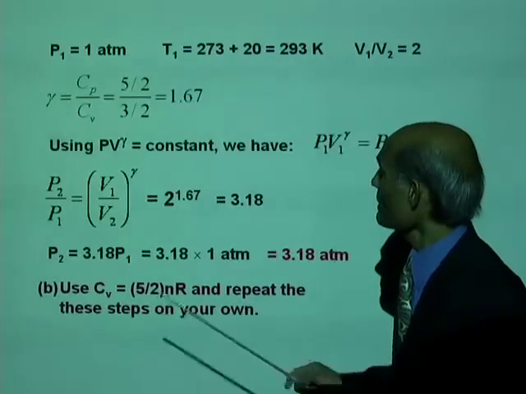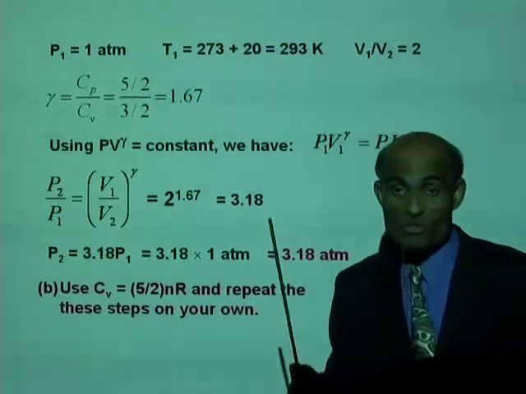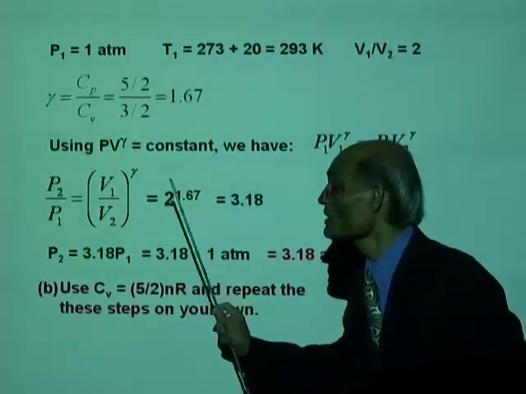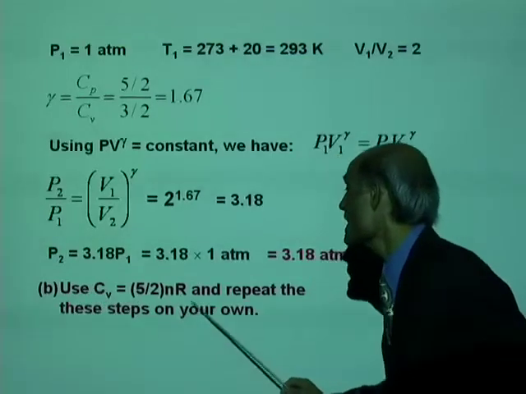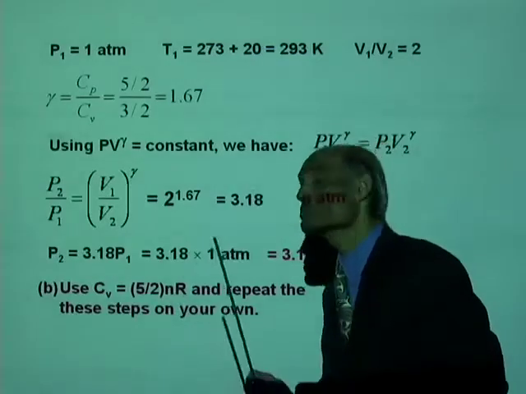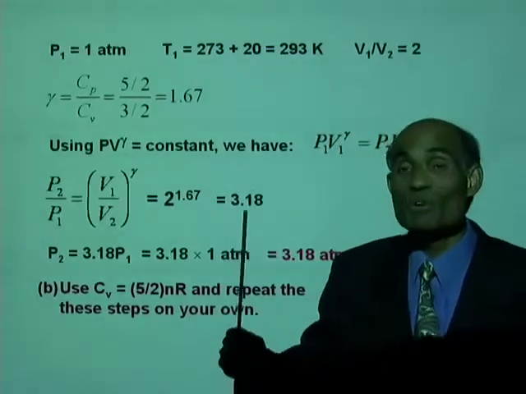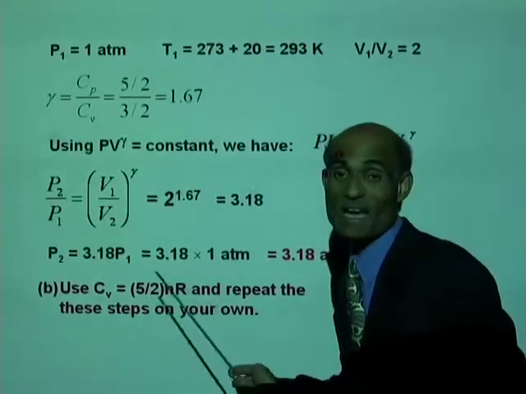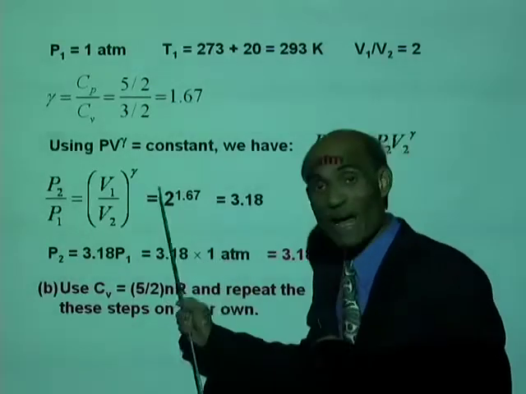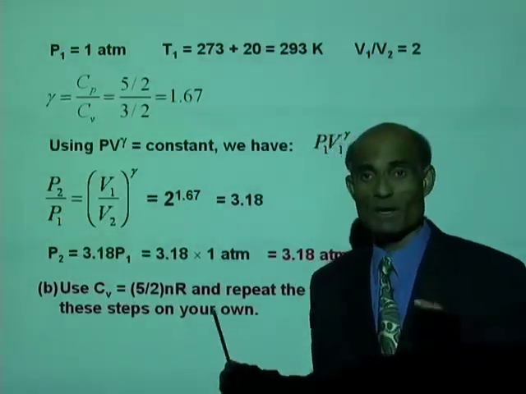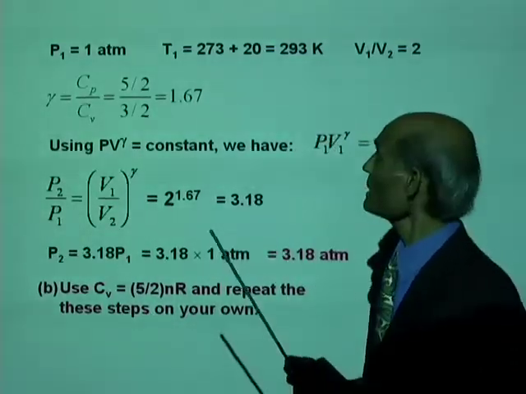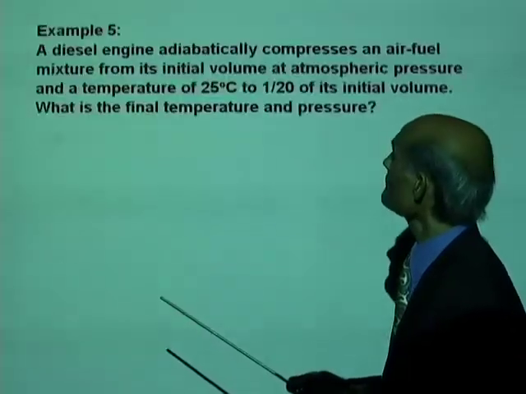Okay, and now I told you I want you to do the second part on your own. The same problem, the only difference is the value of gamma in this case. When CV is equal to 5 over 2 nR, Cp will be 7 over 2 nR. It's a diatomic gas. The value of gamma is 1.4. So do that on your own right now. Actually, don't just go away. Just sit there and do the same problem on your own. Okay. Let's do another problem.